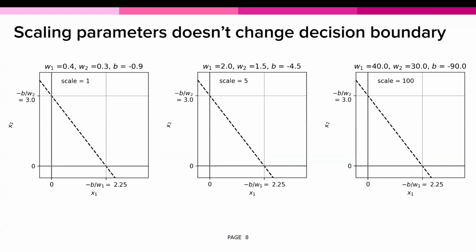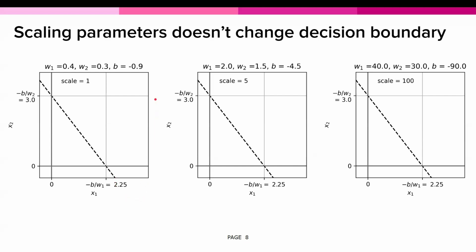An important property of the half space hypothesis class is that scaling the parameters, both the weights and the bias together, doesn't change the decision boundary itself. So no matter how we scale the parameters, the position of the decision boundary stays the same. In the left plot here, we've got a boundary defined by a particular set of weights and a bias, represented by this dashed line. The points where the boundary intersects the axes are determined by the ratios of the bias to each weight. So it's these ratios that define the position of the boundary in the space.